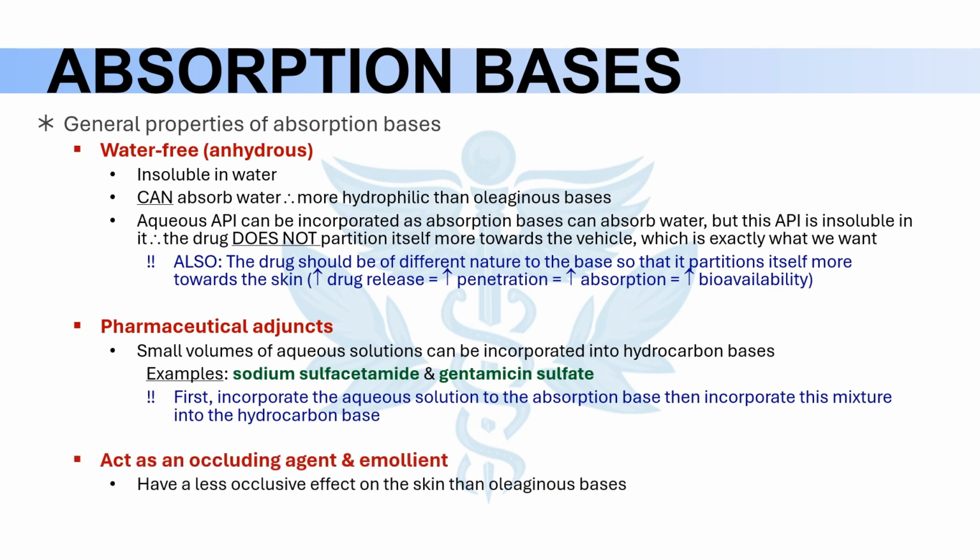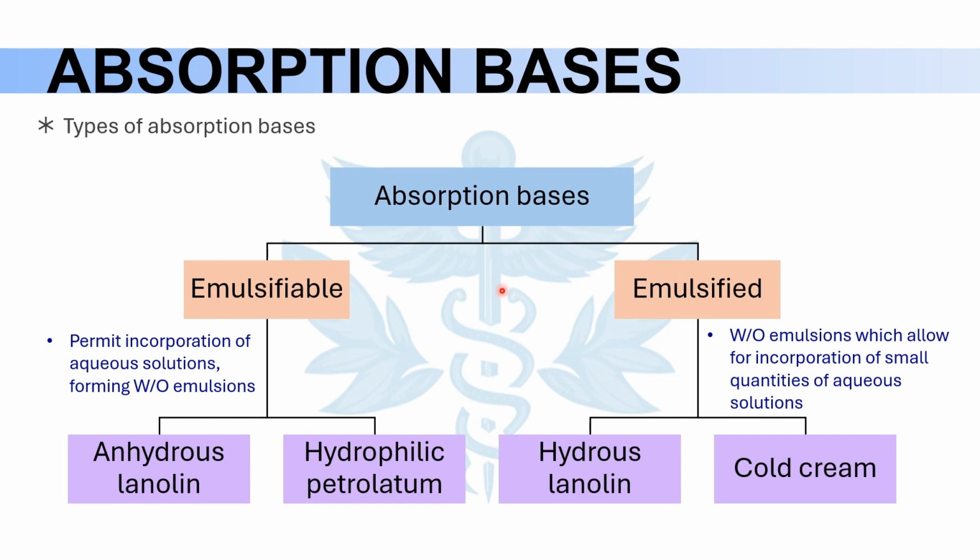And finally, absorption bases act as occluding agents and emollients just like oleaginous bases. However, they have a less occlusive effect. We have two types of absorption bases, emulsifiable and emulsified. Emulsifiable is where we permit the incorporation of aqueous solutions to form a water in oil emulsion. Therefore, these are not initially emulsions. However, via incorporation of the aqueous drug, we form water in oil emulsions.